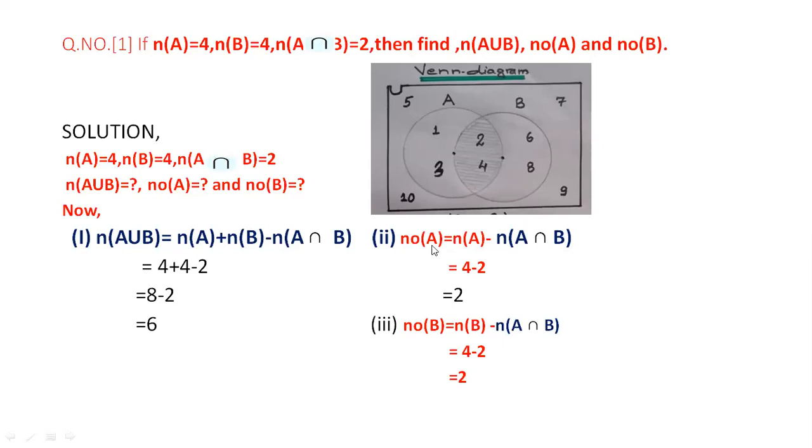And N only A, how to find out here? N A minus N A intersection B. 4 minus 2 is 2. Okay, children. N only B, how to find out? N only B means N B minus N A intersection B. You will get 4 minus 2, 2. Are you clear, children? Yes, sir. Okay, I am going to show you the next one. You can find out the next also. Okay, children, it is like this. Look here.